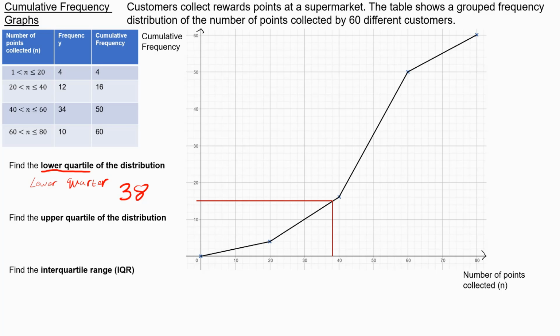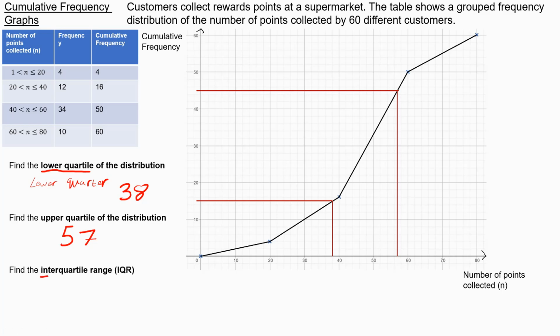The upper quartile is going to be the upper quarter. So what we could do is do 60, take away 15, which would give us 45, and we could draw a line across from 45. And where this line hits the graph, we go down and we read off. We can see that this is about 57. So we can say that 25% of the customers had at least 57 reward points.